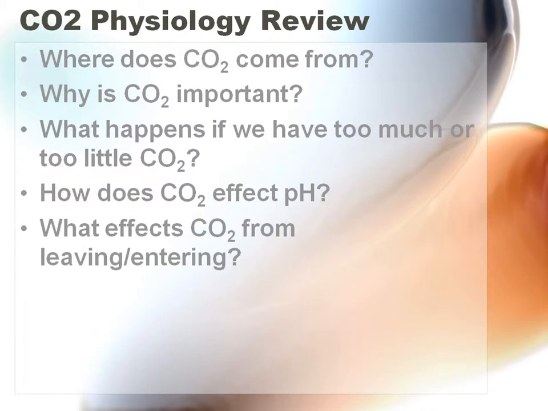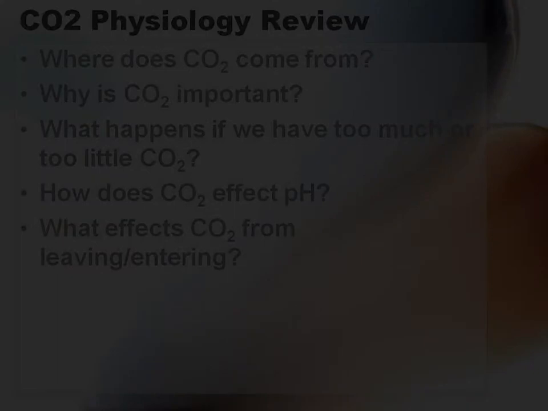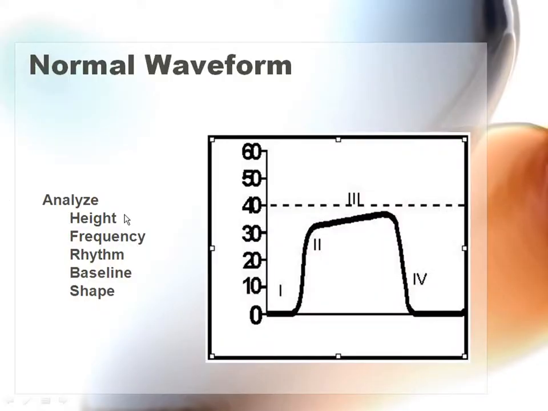So we all know where CO2 comes from, right? It's a cellular byproduct. Why is it important? Cells are working. And obviously pH, whether you're acidic or alkalotic at that point. But anyway, the only thing we're going to do here is look at the height and shape of this waveform. That's all we're going to do. And this is kind of what we want to see, with very little slant and so forth.